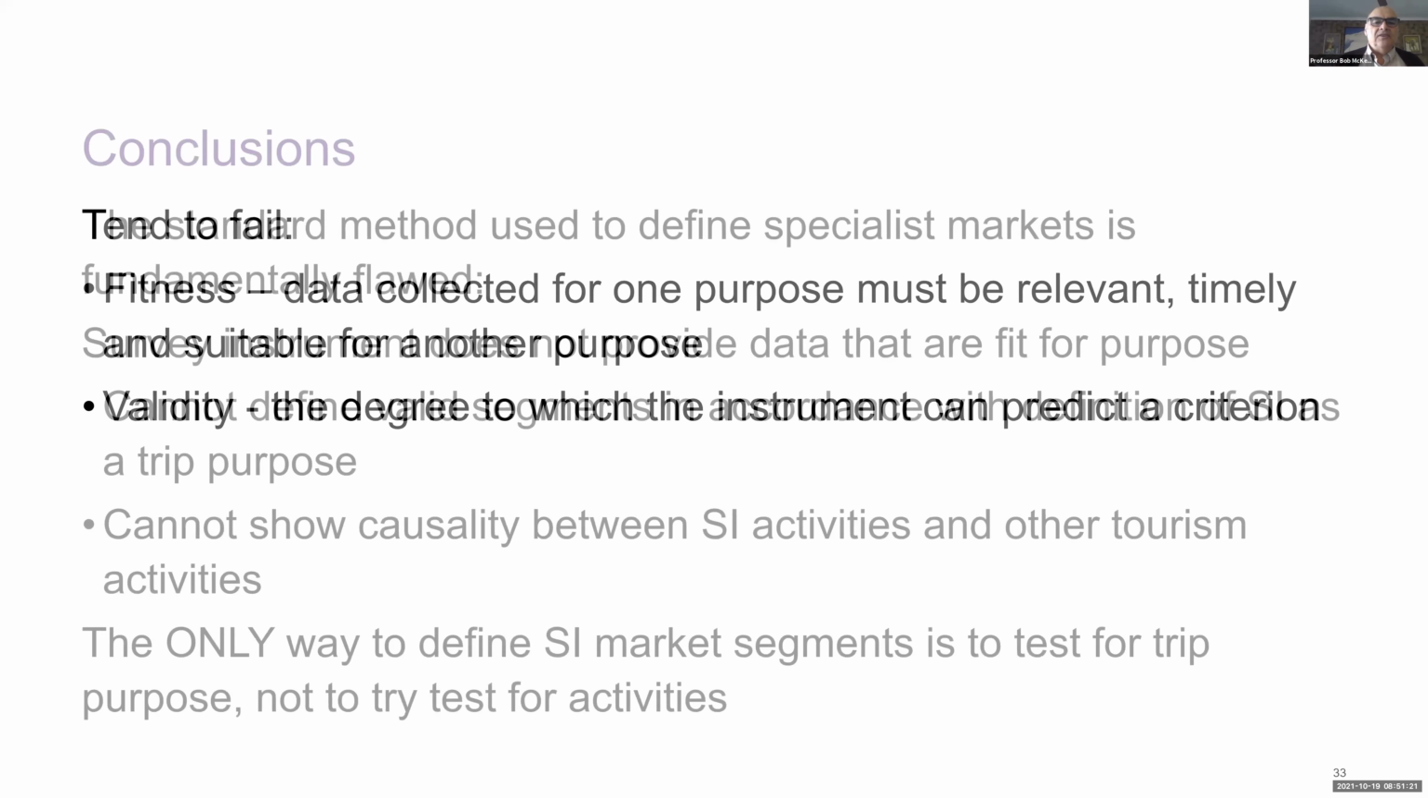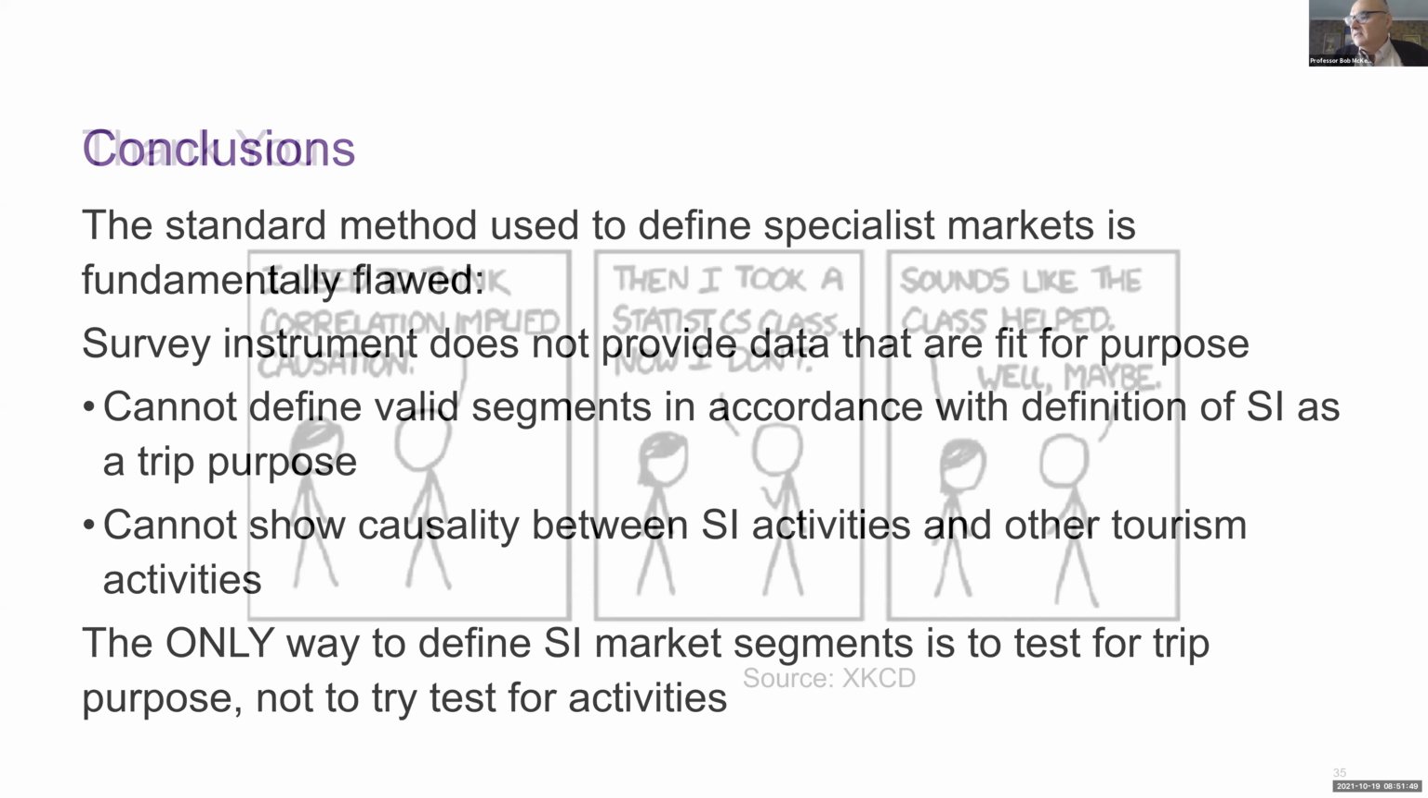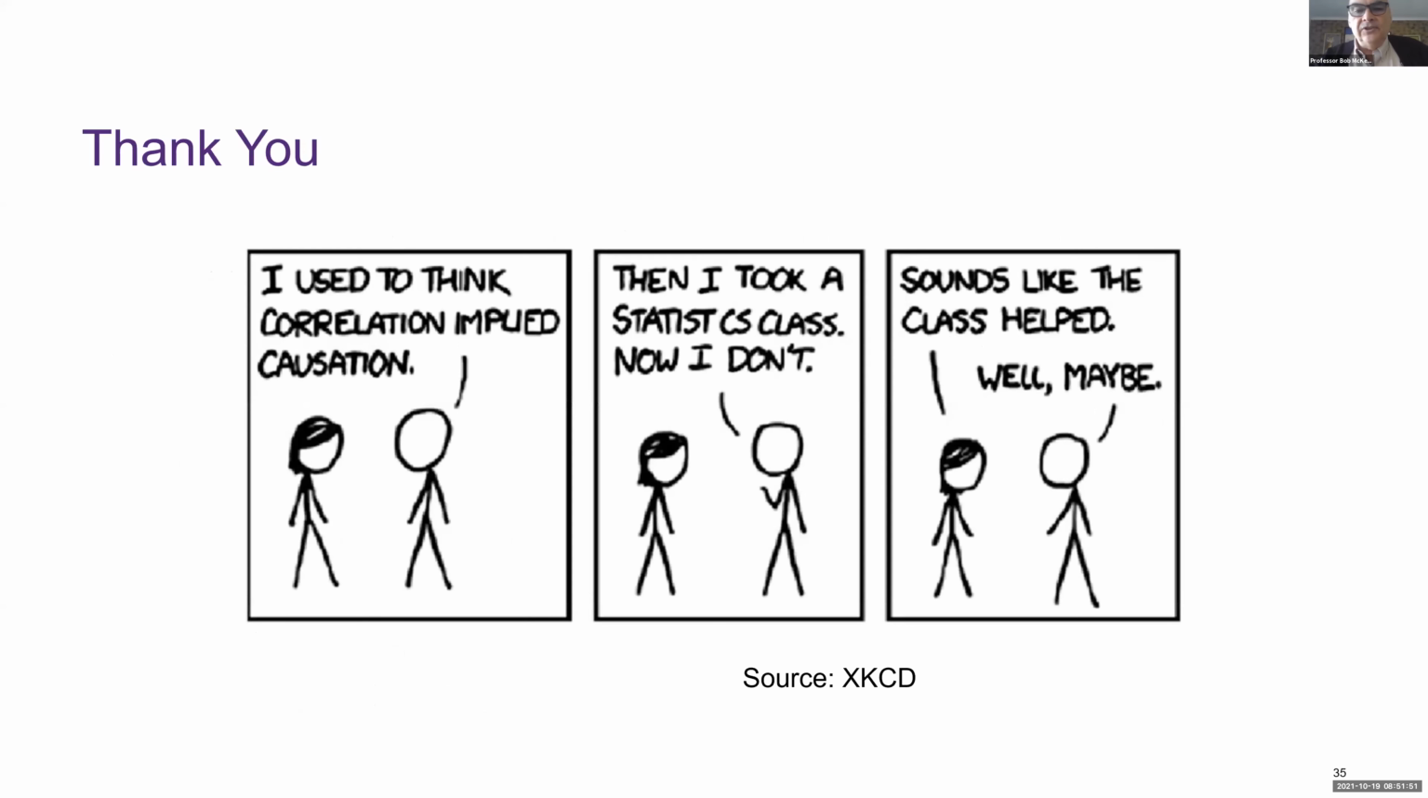So the standard method used to define special interest markets is fundamentally flawed methodologically. The instrument does not provide the data that are fit for purpose. It can't define valid segments, and it can't show causality. The only way that you can look at special interest markets is to actually test for trip purpose and not test for activities.